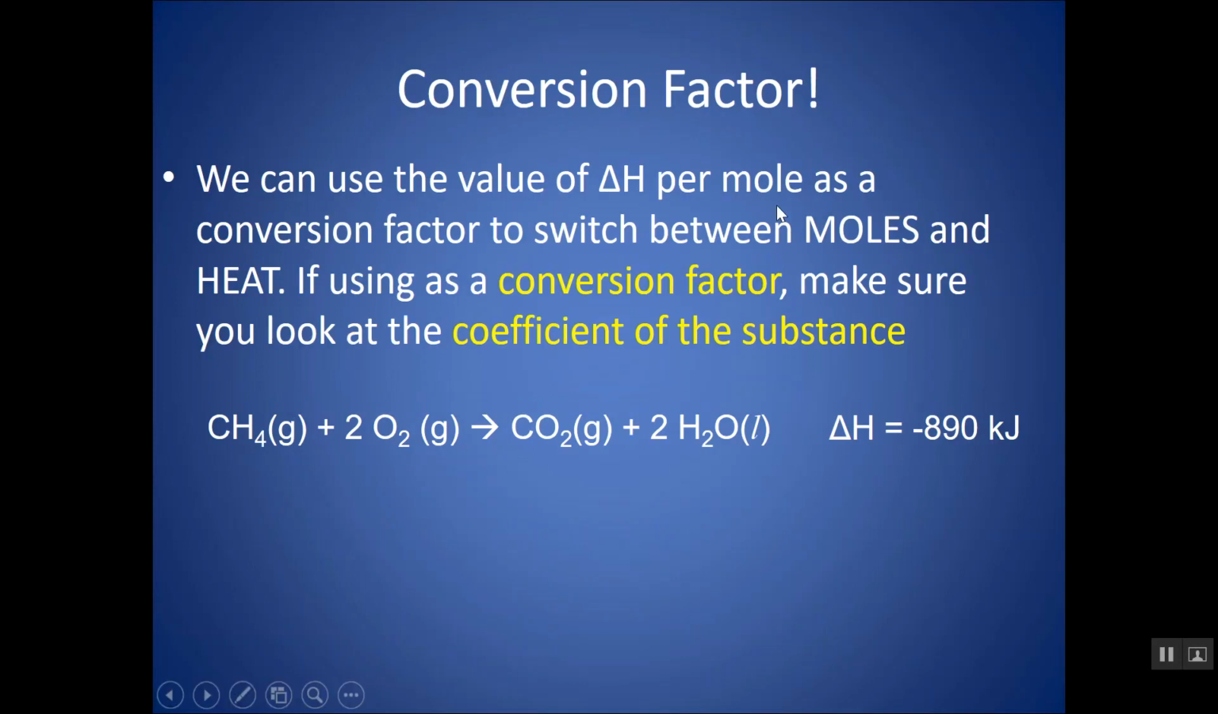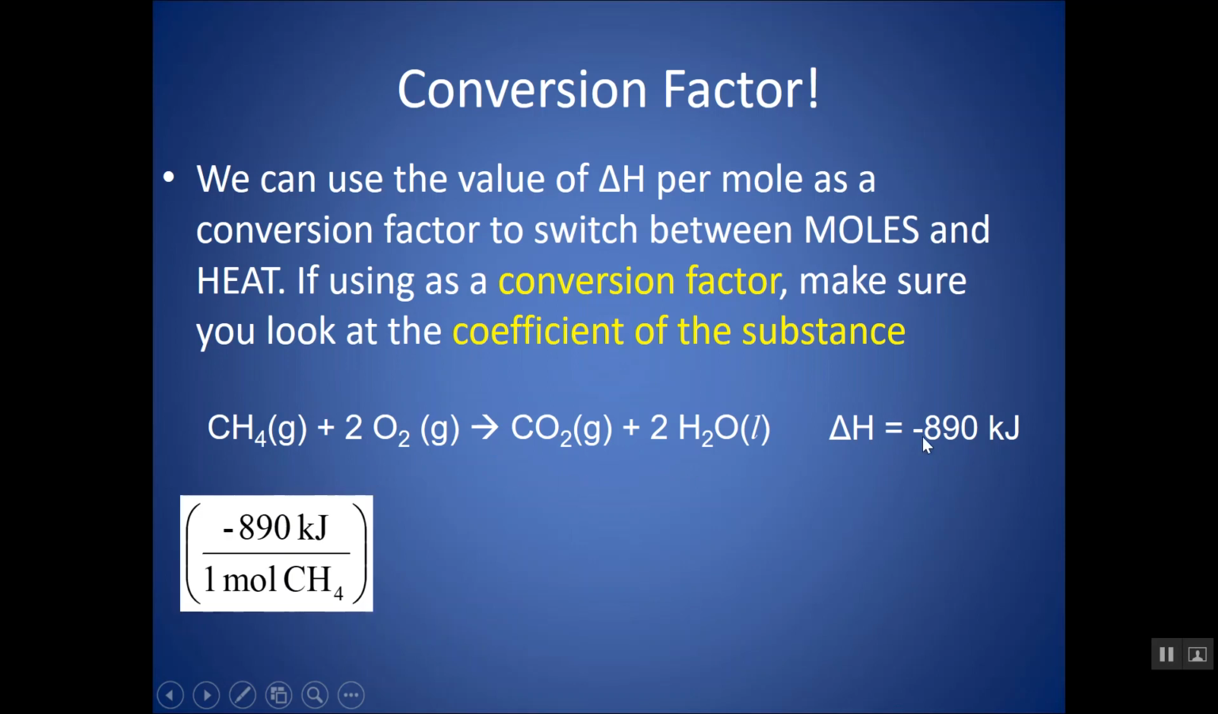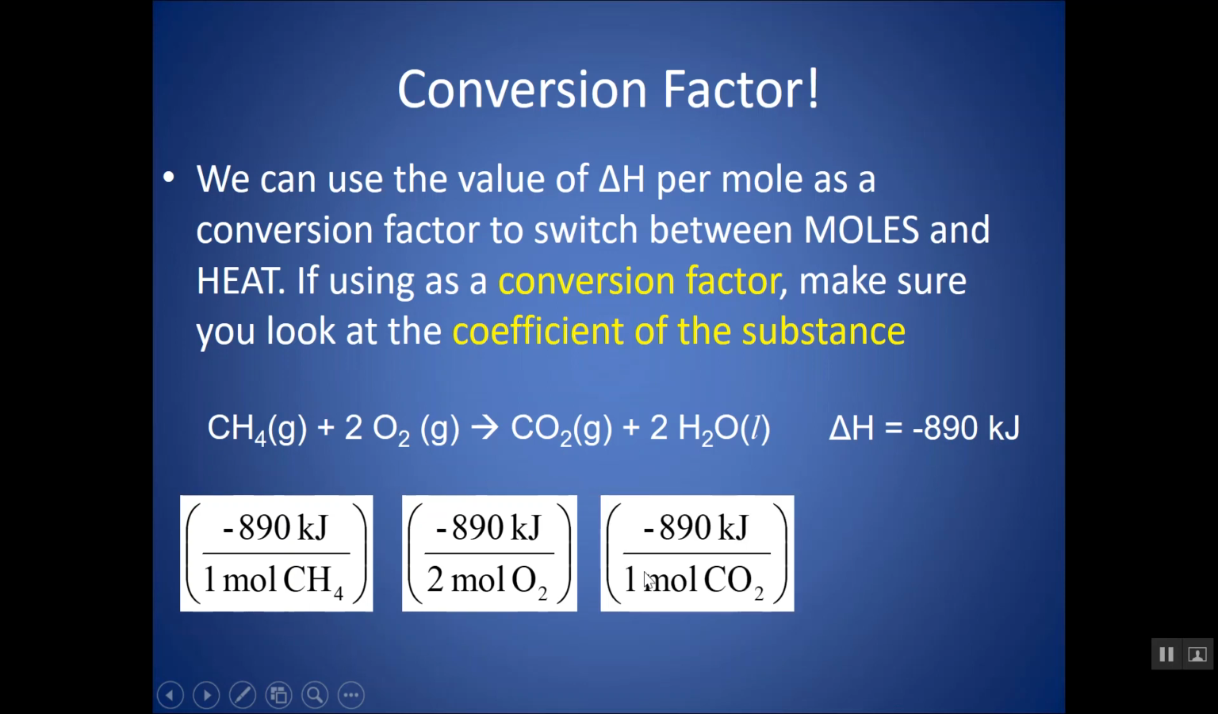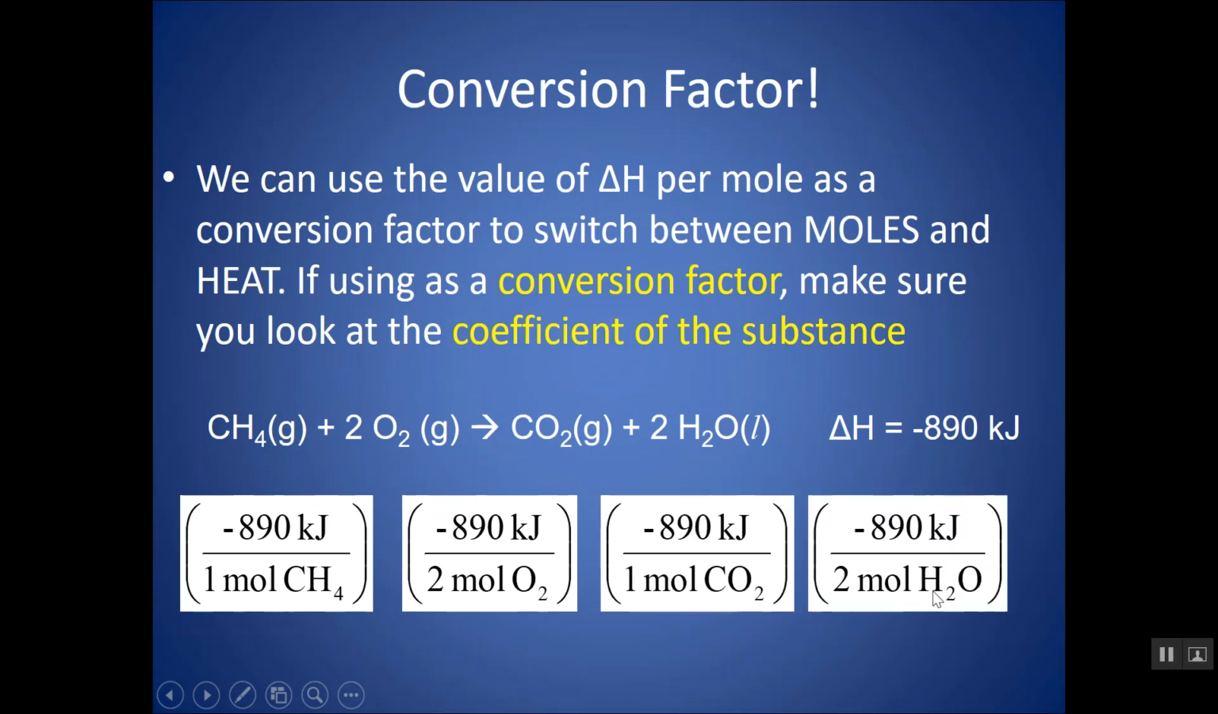But hey, we can actually use delta H as a conversion factor to switch between moles and heat if we have a thermochemical equation. We have a reaction and a delta H. If you're using it as a conversion factor, just make sure you look at the coefficient of the substance that you're using. So for instance, I could say this is negative 890 kilojoules for every 1 mole of CH4, or for every 2 moles of O2, or for every 1 mole of CO, or for every 2 moles of H2O. I have to consider the coefficient.